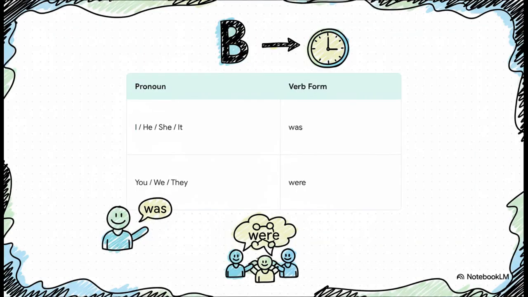And then there's the most famous, most common irregular verb of them all, to be. This one is a super special case, but it's pretty easy. It only has two forms in the past. You use was for a single person or thing, like I, he, she, or it, and you use were for you and for groups like we and they. This one's a must-know. It's everywhere.